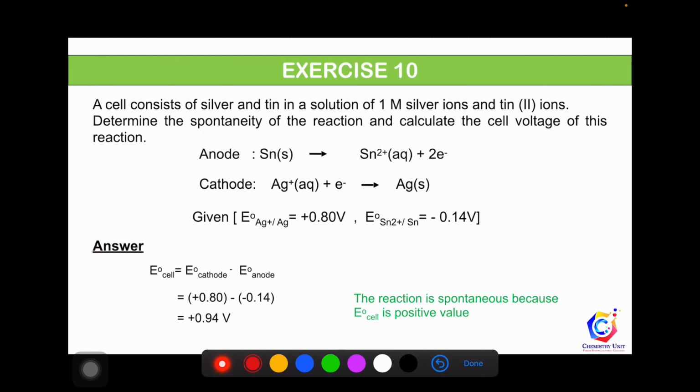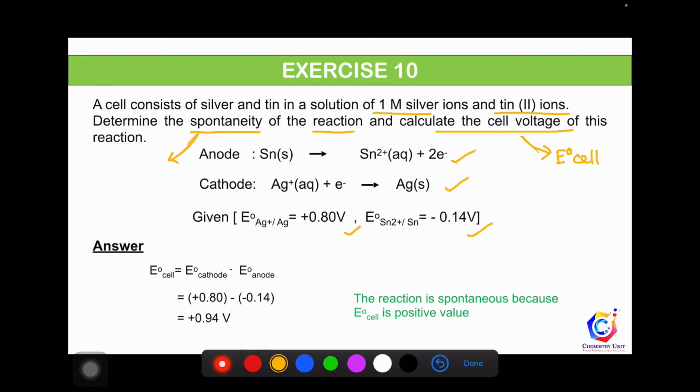Exercise 10 is very much similar to the previous questions. However, it is just reworded differently. It is said that a cell consists of silver and tin in a solution of 1 molar silver ions and tin ions. Determine the spontaneity of the reaction and calculate the cell voltage. So first part of the question is asking you to determine whether the reaction is spontaneous or not. And the second part of the question is asking you to determine E0 cell. So what is given to you is the half equations at anode and cathode as well as the reduction potential.